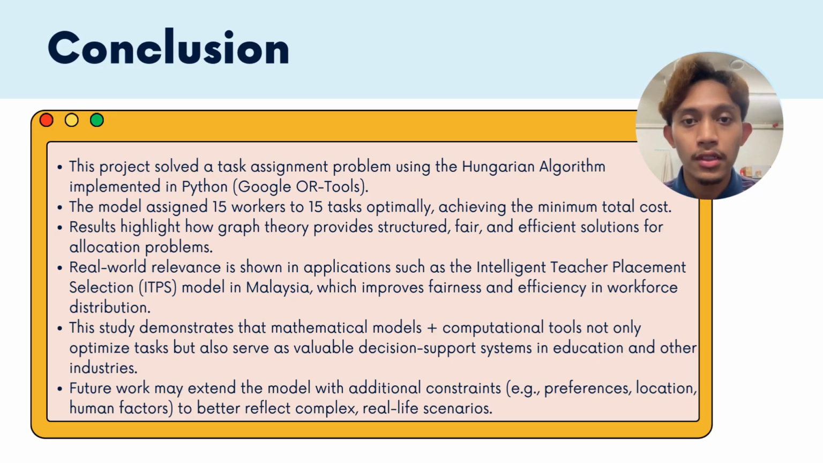This project solved a task assignment problem by using the Hungarian algorithm implemented in Python, which is Google OR-Tools. The model assigned 15 workers to 15 tasks, optimally achieving the minimum total cost. Results highlight how graph theory provides structured, fair and efficient solutions for allocation problems. Real-world relevance is shown in applications such as the Intelligent Teacher Placement Selection (ITPS) model in Malaysia, which improves fairness and efficiency in workforce distribution.